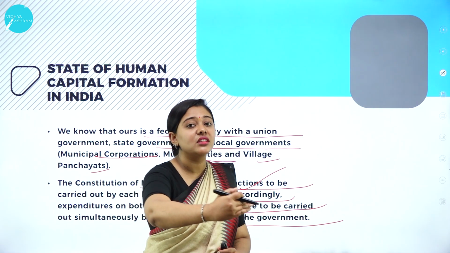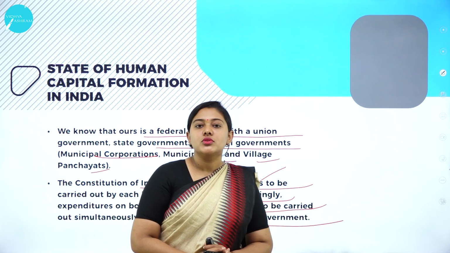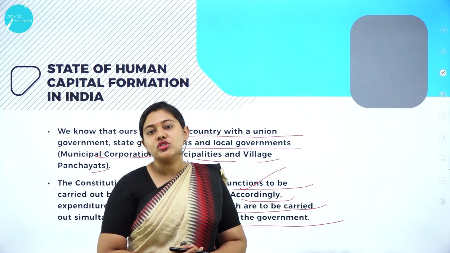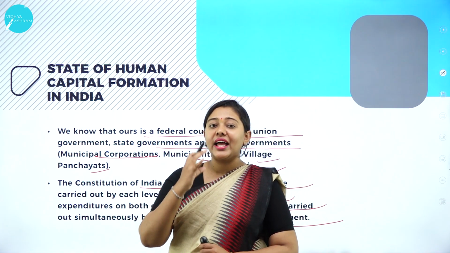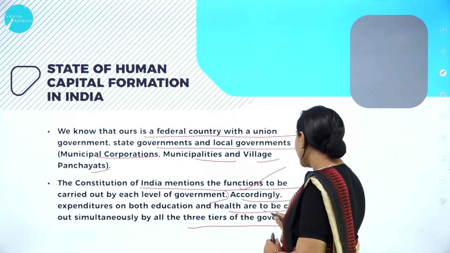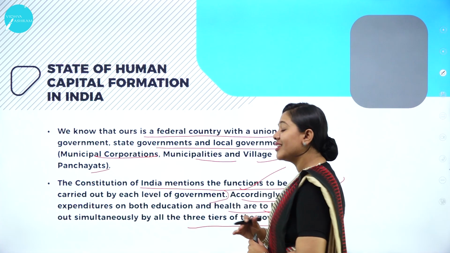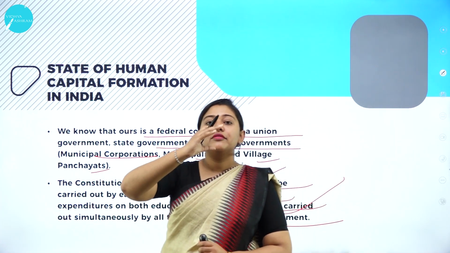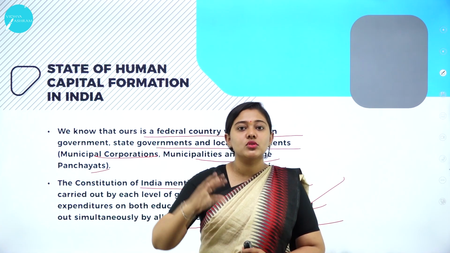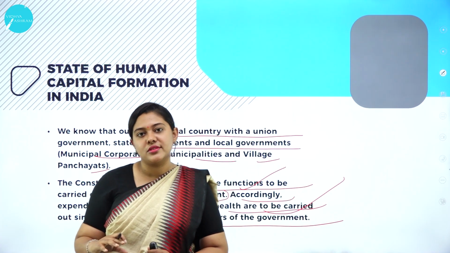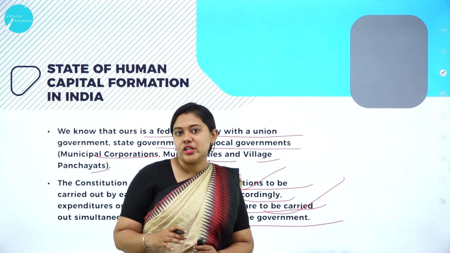So as per the constitution law, as they have mentioned here, education and health should be carried out simultaneously by all the three tiers at a different level. We cannot reach the central level altogether. The central government initiatives are different, and the state government initiatives are different.